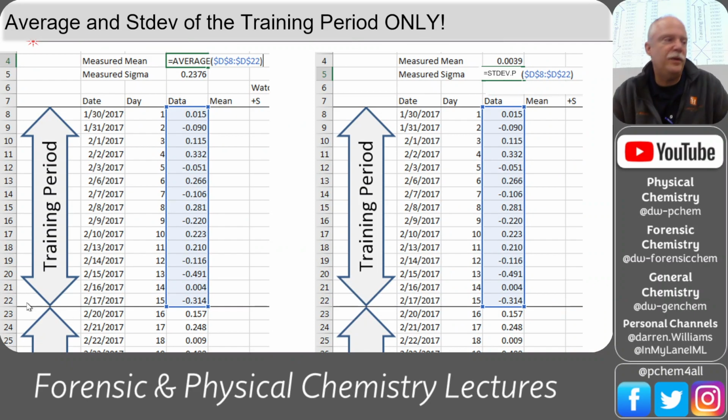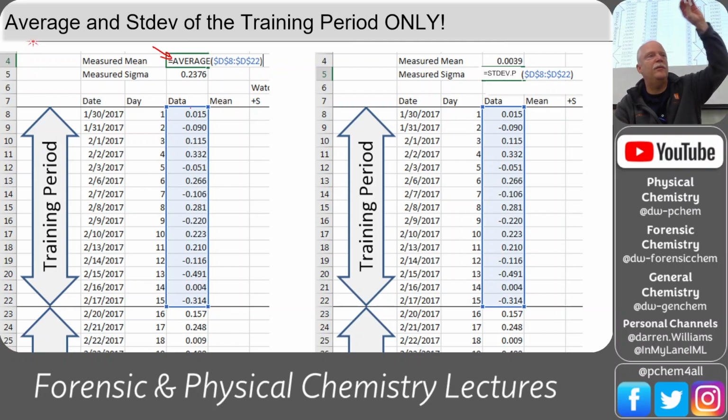Okay, so this is how we set up our data tables. So we have the data here. So in this case, we just have straight data. We're not taking the daily differences, but it doesn't matter either way. So notice up here we have some cells that we're going to anchor later. So the measured mean for our data is just the training period. That's really important. Okay, it's just the training period. It's not going to be all the way to the bottom of the table. It's just those first 15 days. So do you see how that ends right here? Okay. And the standard deviation ends right here.